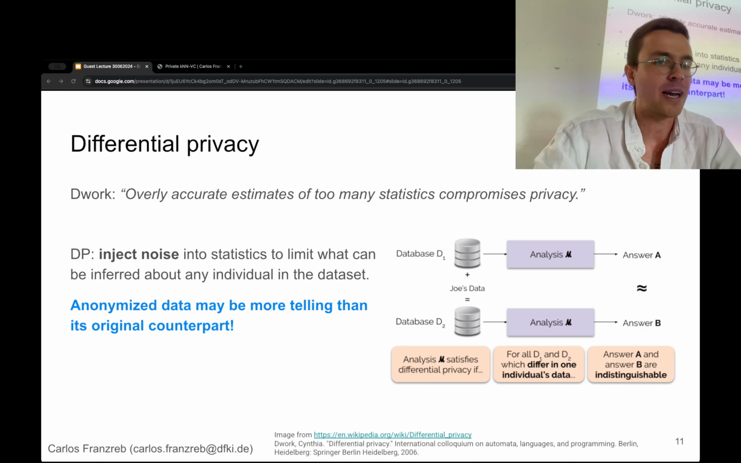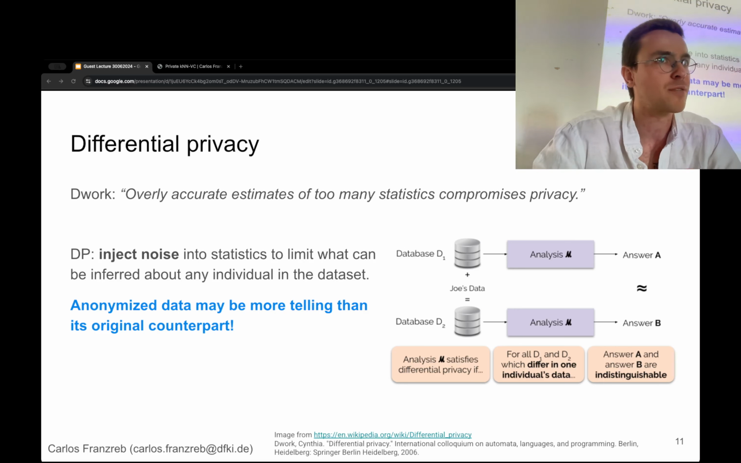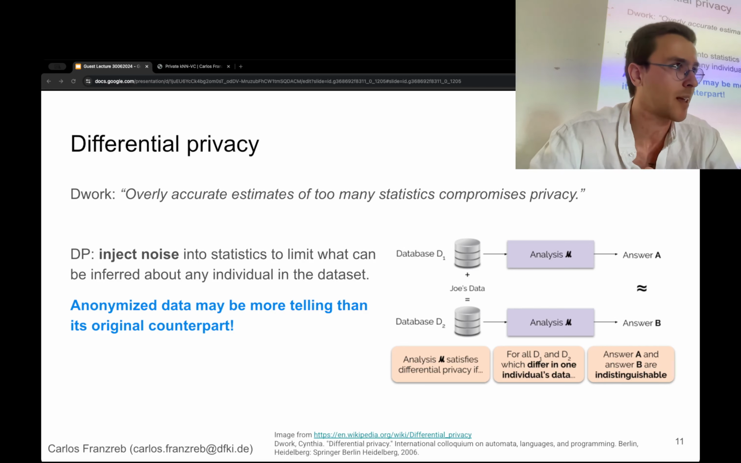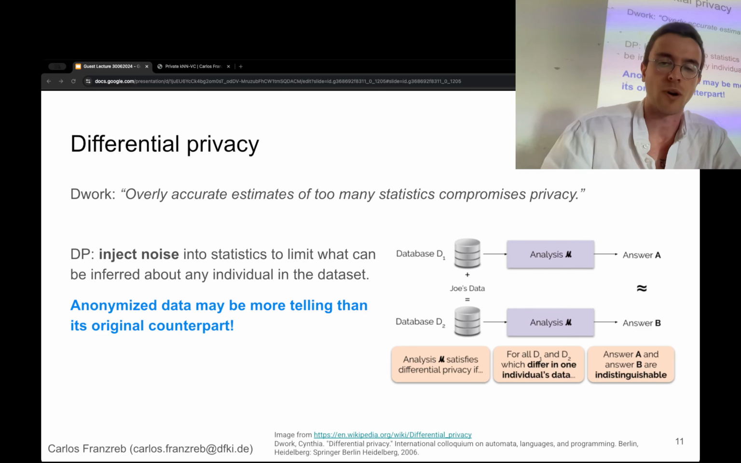Another very interesting aspect that Dwork covers in a talk that I will show you later is that anonymized data may be more telling than its original counterpart. This might be a little counterintuitive at first, because anonymizing is some kind of blurring, but you can also see it as removing outliers or peculiarities about the data that may tell you something about certain people. This kind of blurring can make the analysis easier, and we will also see other examples of this throughout the lecture.